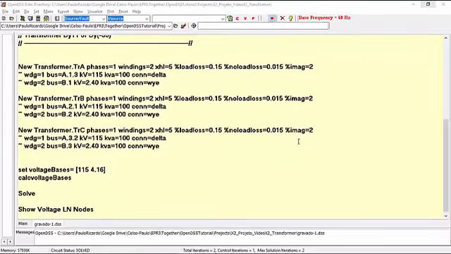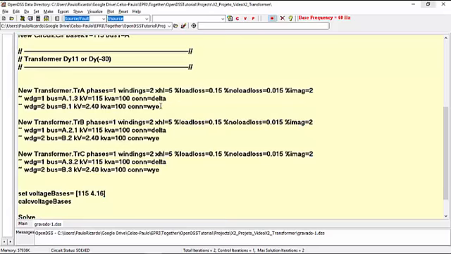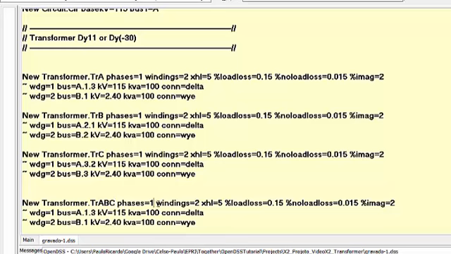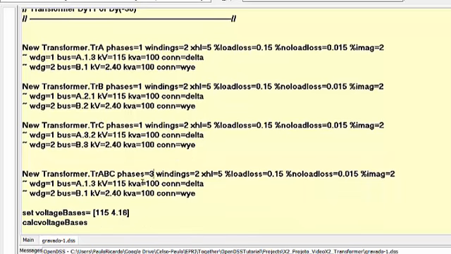We can declare the same transformer by using a single three-phase transformer. Let's call it transformer ABC, and it has 3 phases. We can delete the nodes from the bus definition, because the connections delta and Y for the primary and the secondary side take care of the bus connection for us.